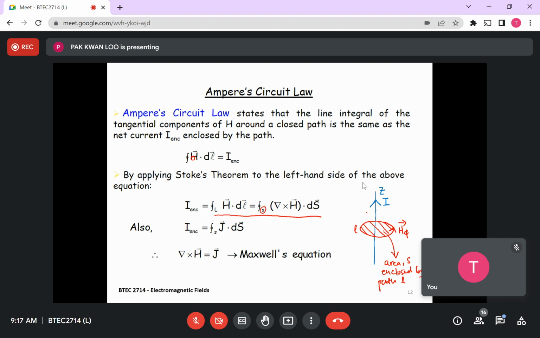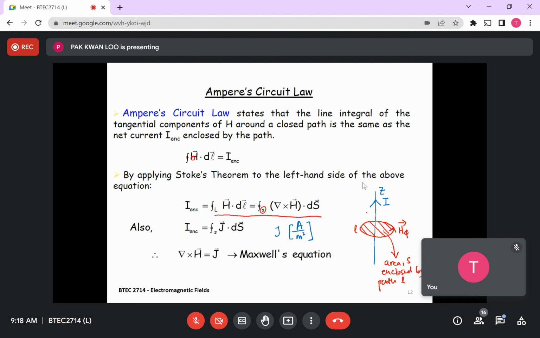And then subsequently we can relate the enclosed current to the current density, which is J. The current density definition, J, is current per unit area. So bear in mind, J is current per unit area, amperes per meter square. So this is true, right?